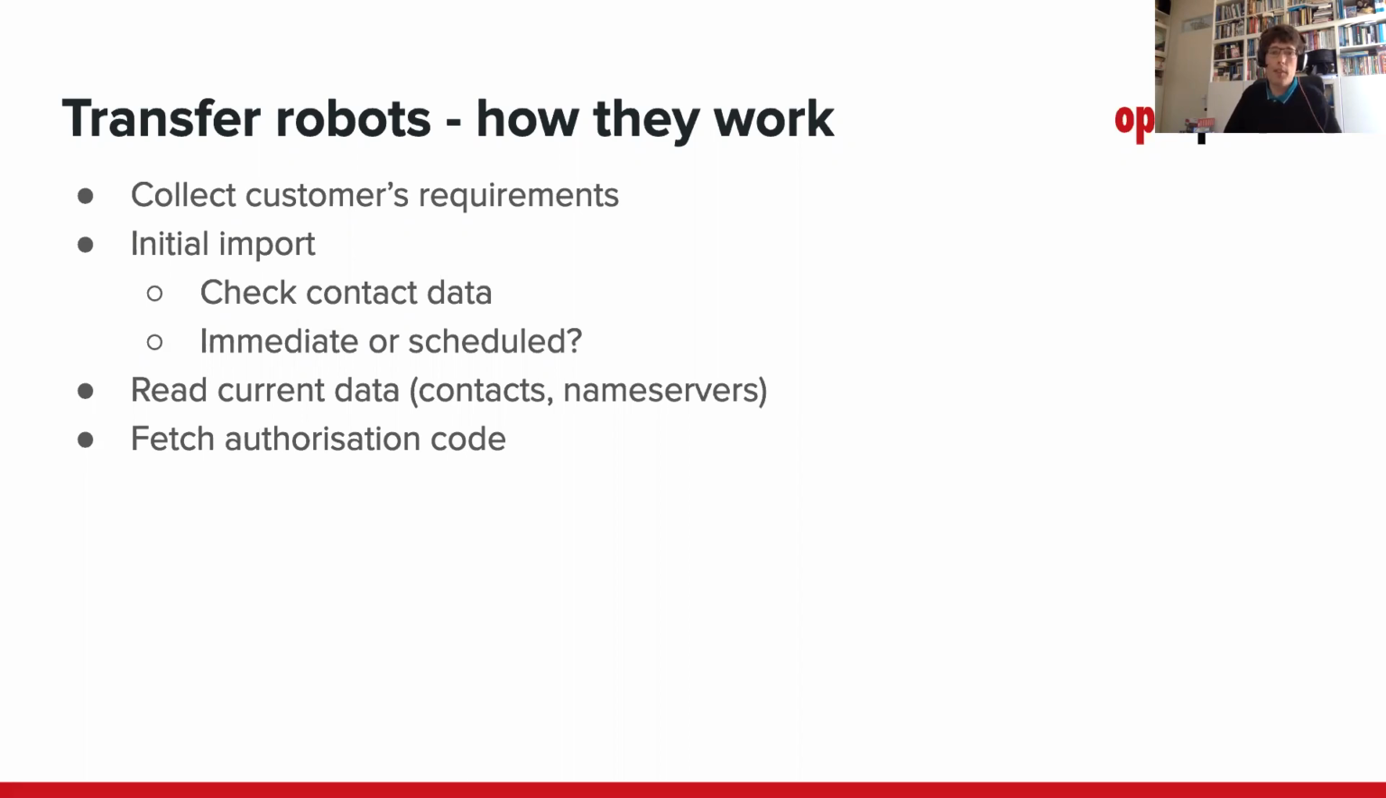The robot fetches the authorization code, it unlocks the domain and initiates the transfer. In some cases, we do have to change the email address temporarily. For example, if we cannot retrieve the authorization codes ourselves, and some registrars are sending them to the domain owner only. So that's the reason that sometimes we have to be a bit creative in getting that code.